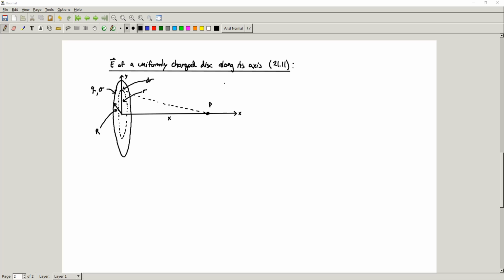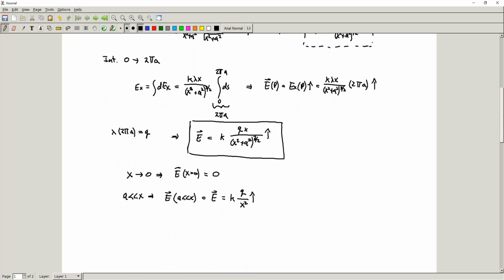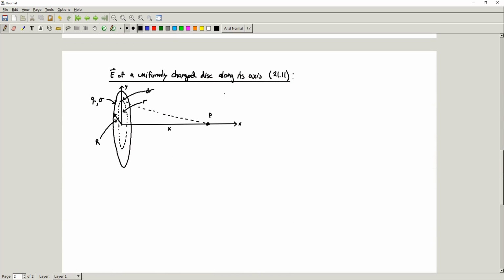Okay, so this is the setup for the disk that we're going to be looking at. We're now going to be looking at a uniformly charged disk along its axis, and it's nice that we just did the ring, because our approach here is going to be to use our ring result. Maybe I'll write down the ring result right here. So we have our ring result that we generated up here. We're just going to copy that down here, and we saw that this is our result here.